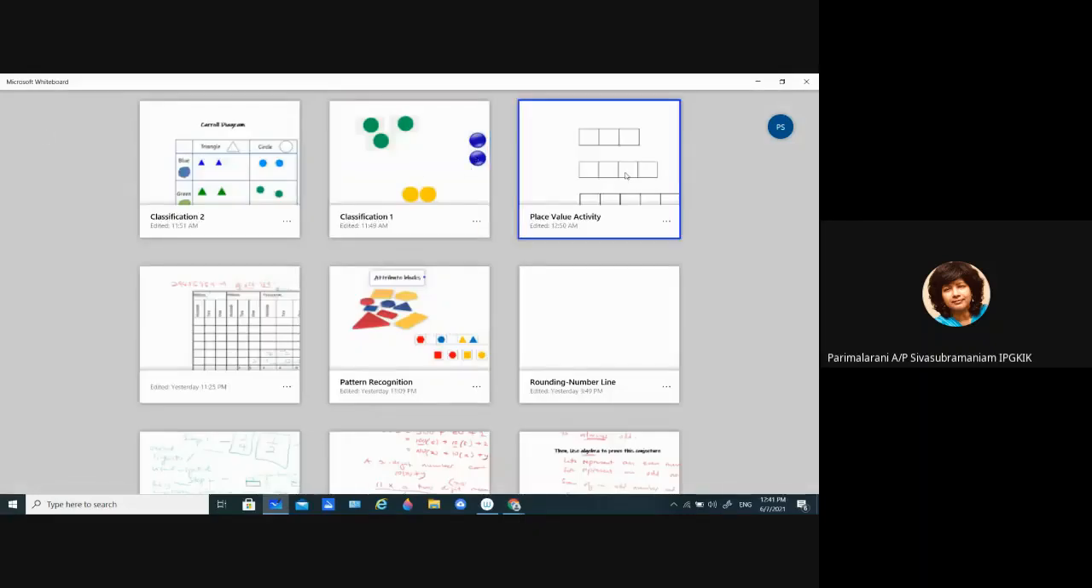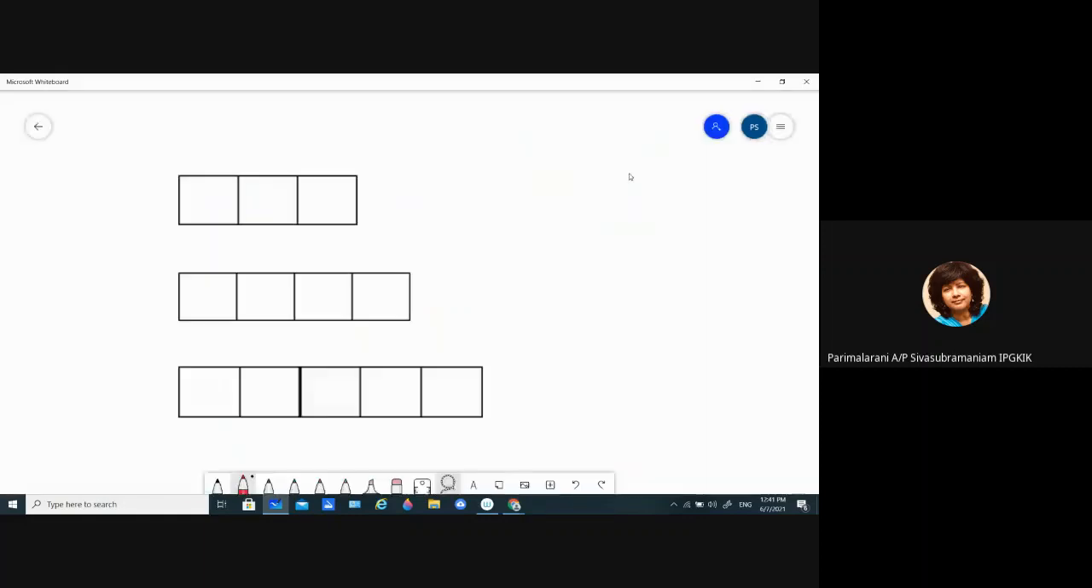Before that, I want to do this activity with you. Place value activity. You see the boxes here. The first number here is a 3-digit number. We want to make a 3-digit number. So I hope you have a piece of paper in front of you. You just make 3 dashes on your paper.